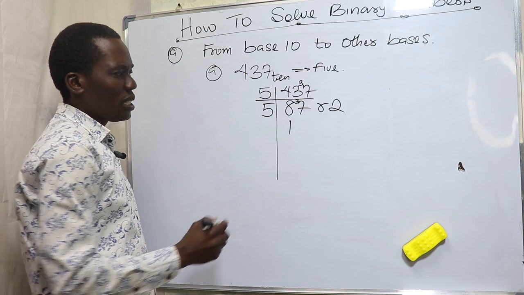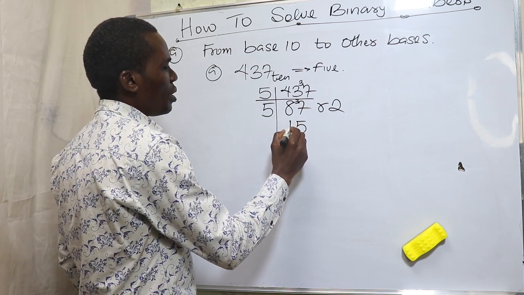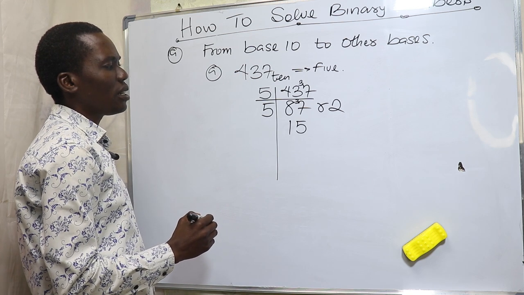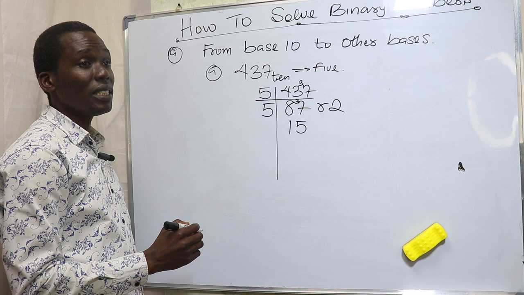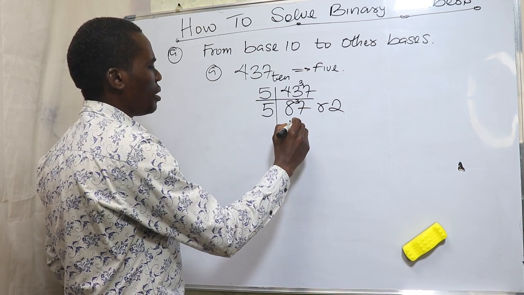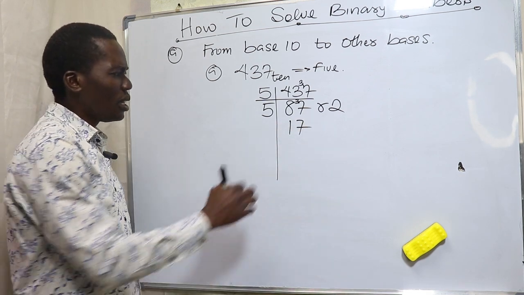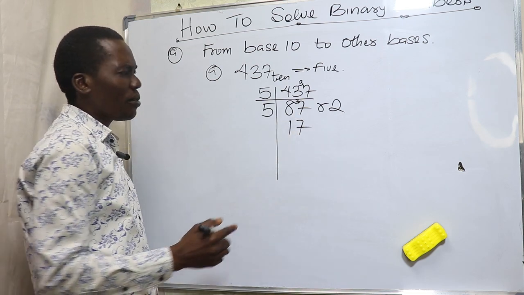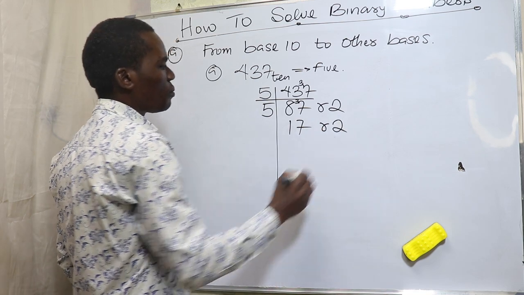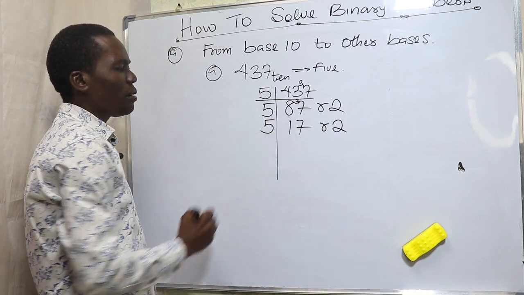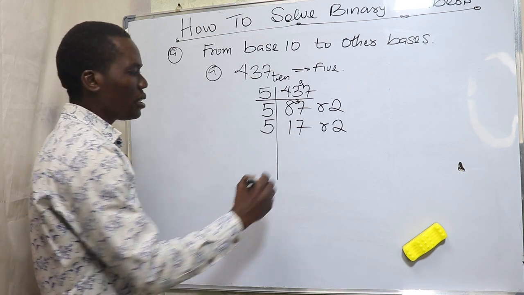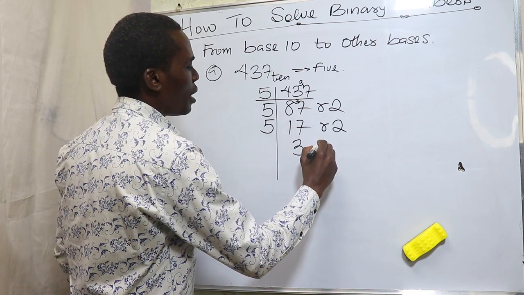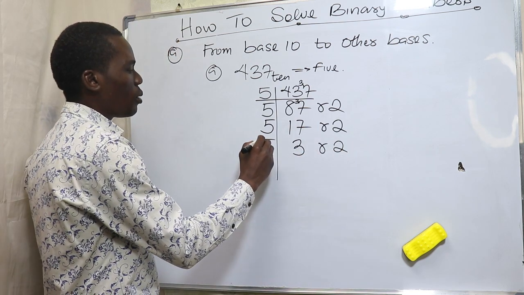How many 5s will we get from 37? 7. 7 times 5 will give us 35. 37 minus 35, it will remain 2. So we will go again. Divide 17 by 5. How many 5s will we get in 17? 17 will give us 3, because 5 times 3 will give us 15. Remember, it will remain another 2. So we will go again with 5.